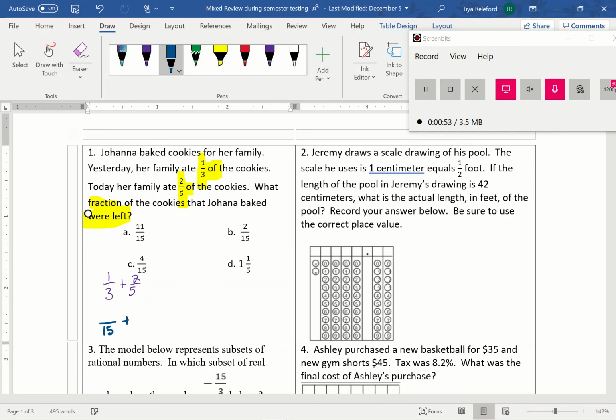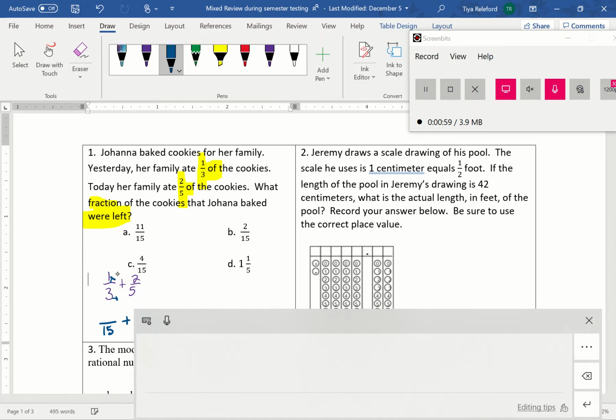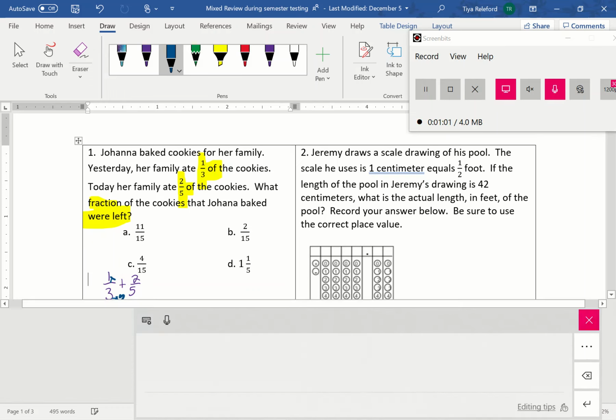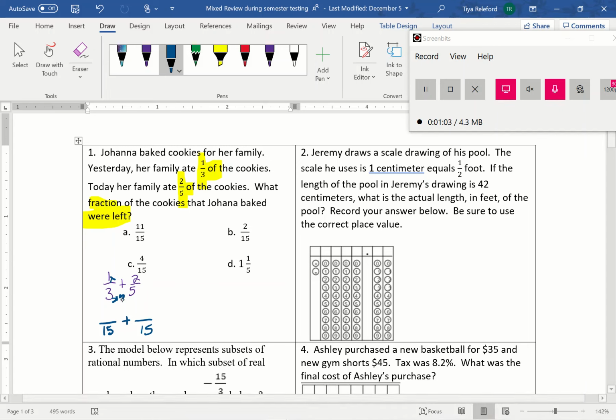Easiest common denominator is 15. So it's going to be 1 times 5, because 3 times 5 makes 15. So 1 times 5 for the top. And then 5 times 3 makes 15, so 2 times 3 for the top. Then you're going to add the two together.